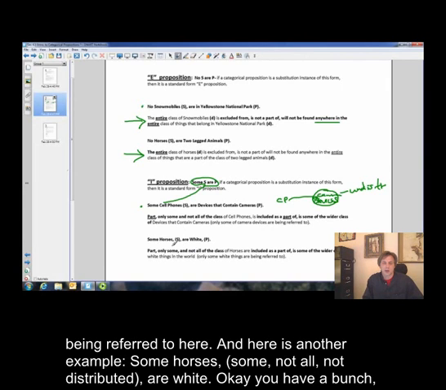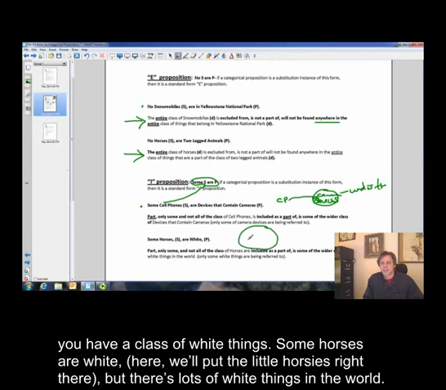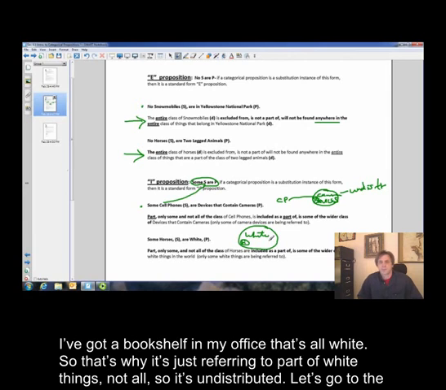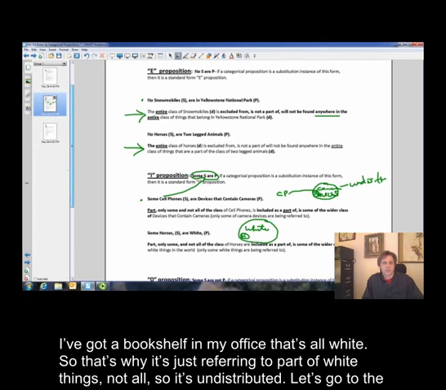Some horses, not all, not distributed, are white. You have a class of white things, right? So some horses are white. Here we'll put the little horsies right there, but there's lots of white things in the world. I've got a bookshelf in my office, it's all white. So that's why it's just referring to part of white things, not all, so it's undistributed. Okay, let's go to the next one.